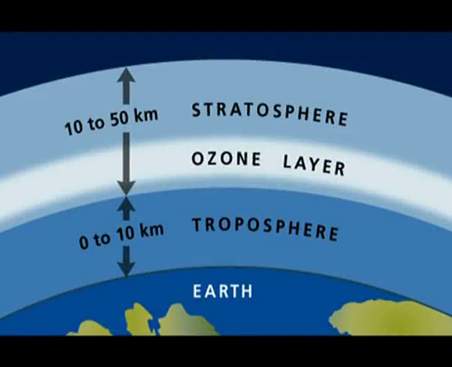About 90% of the ozone in the Earth's atmosphere is contained in the stratosphere. Ozone concentrations are greatest at heights of about 20 to 40 kilometers above the Earth's surface, where they range from about 2 to 8 parts per million by volume.